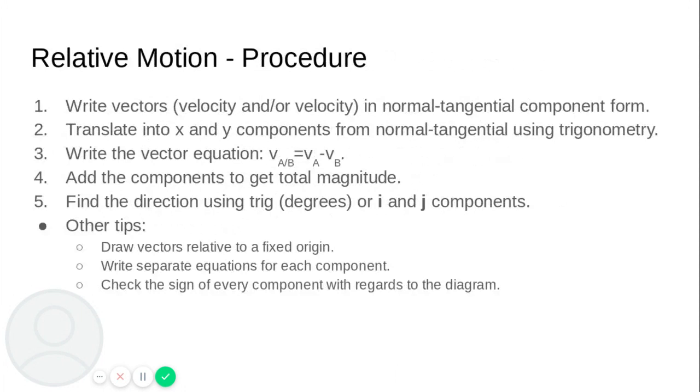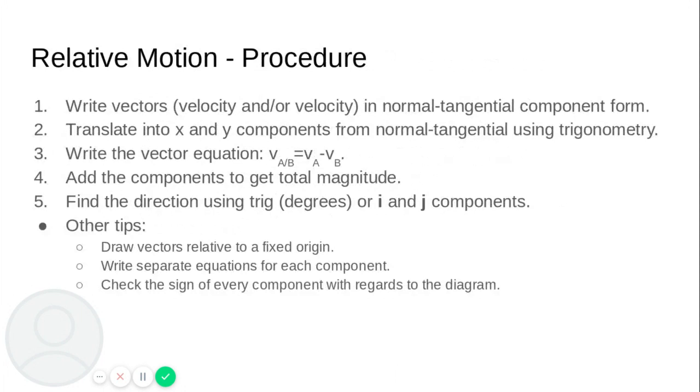So procedure for relative motion. First, we want to write the vectors, so velocity and/or acceleration, in normal tangential component form. And then we want to translate into x and y components from normal tangential using trig. We know how to do that from previous lessons. And then we want to write the vector equation.